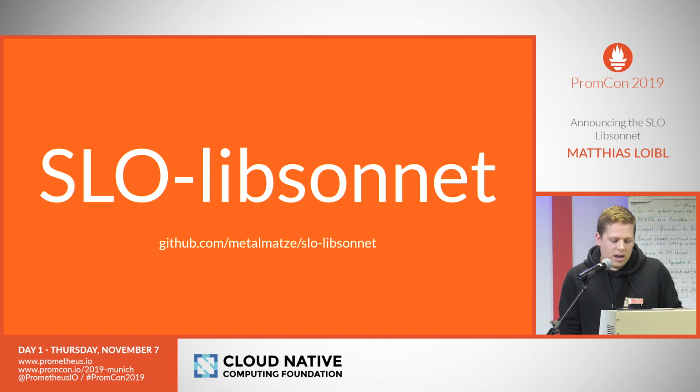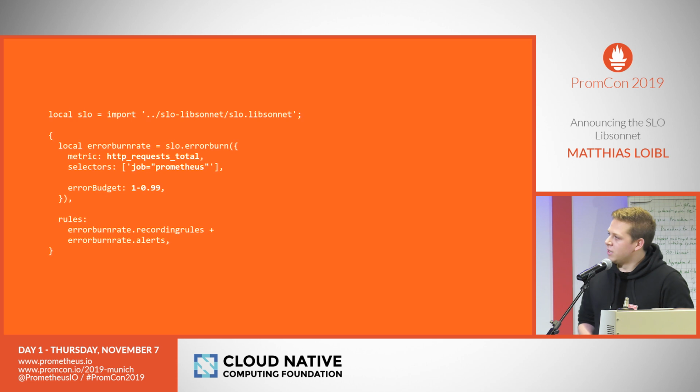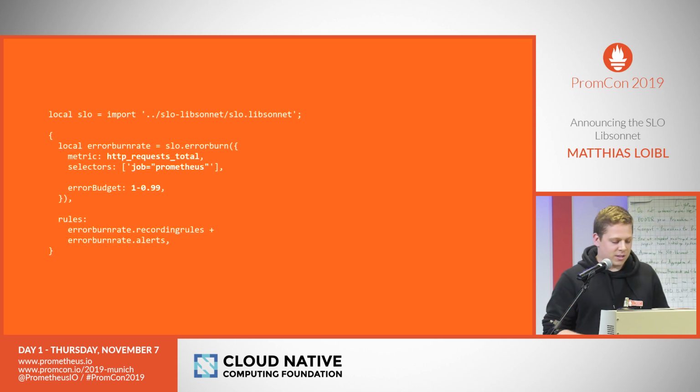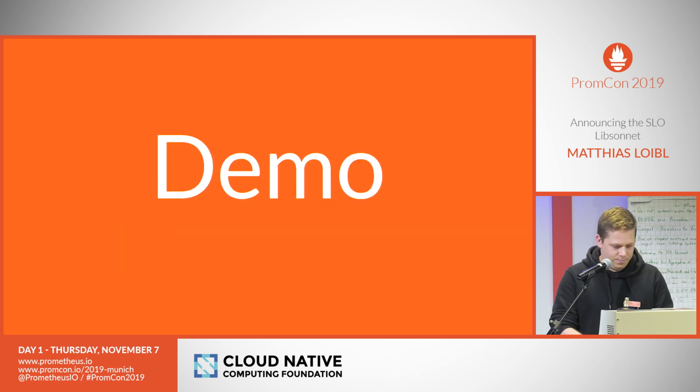I actually came up with a helper library in Jsonnet that allows you to generate alerts, rules, and dashboards. And I'm here to talk about this. So this is basically just a small object you define, and everything else will be generated from that. Here's a demo of that.